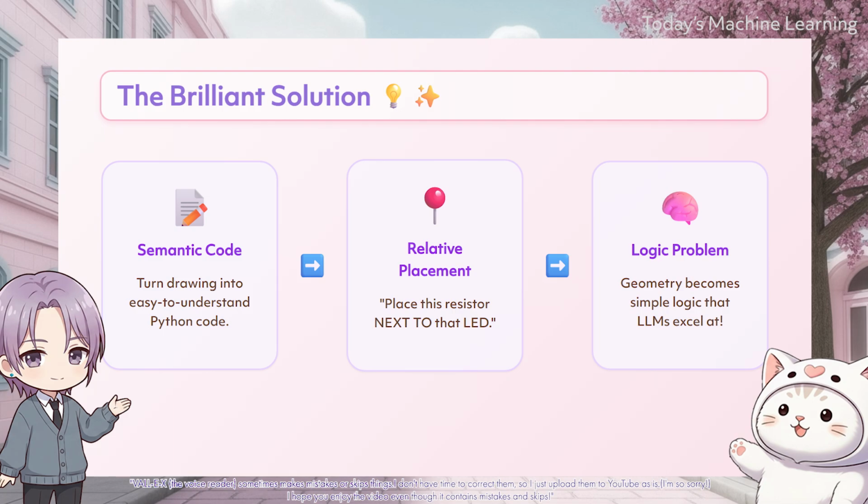Instead of absolute coordinates, they use relative placement. So the code just says, place this resistor next to that lid. And instead of drawing the lines between exact points on the screen, the code says, connect the power pin of this chip to the power pin of that resistor. This turns a very complicated geometry problem into a simple logic problem, which language models are really good at solving.